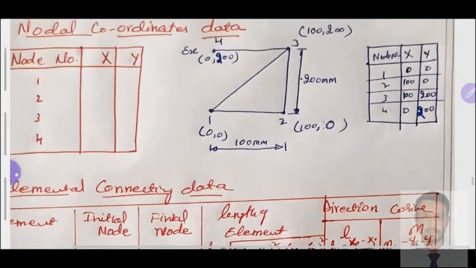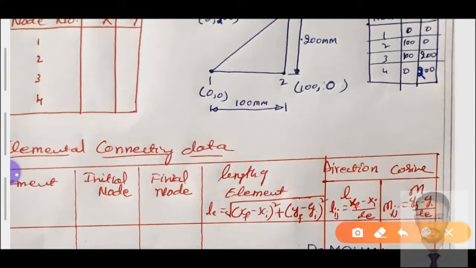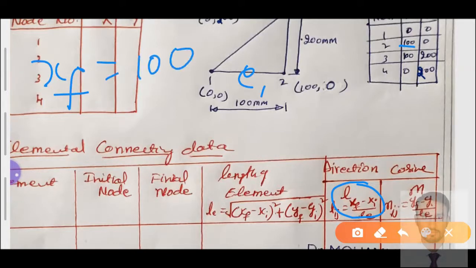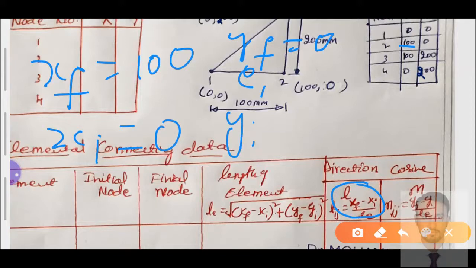Similarly, we need to find the direction cosine. The direction cosine for element number 1: how will we find it? Final node value, X final is equal to 100 and Y final is equal to 0. X initial is equal to 0, Y initial is equal to 0. See here, the element starts from node number 1 and ends at node number 2. Initial values are 0, 0 and final values are 100, 0.